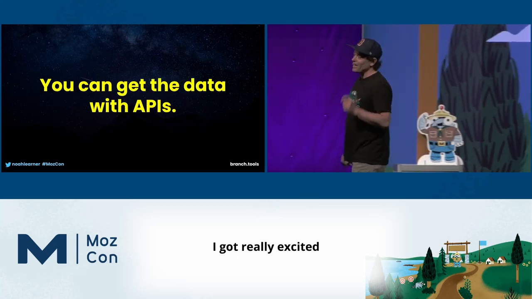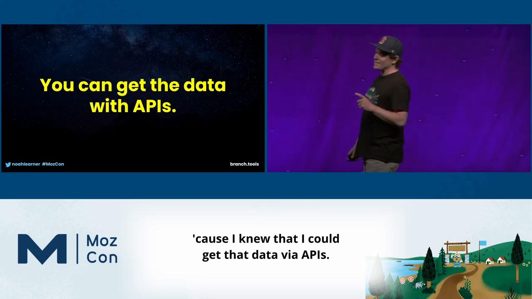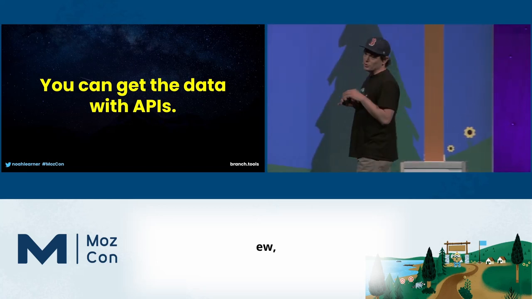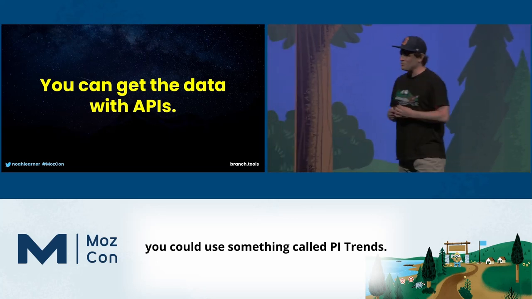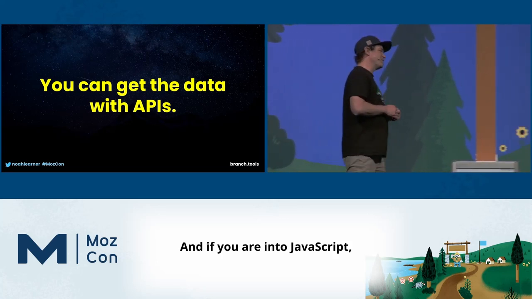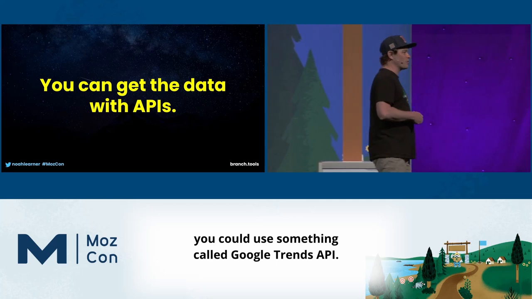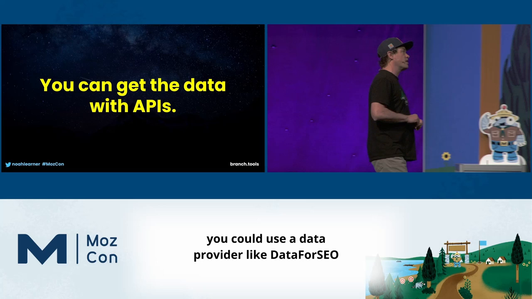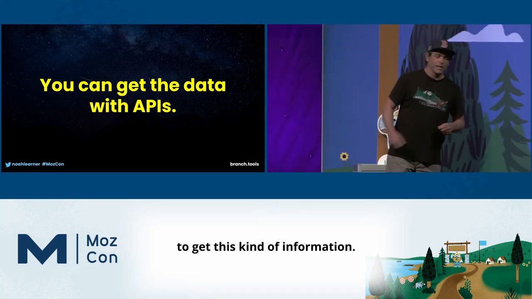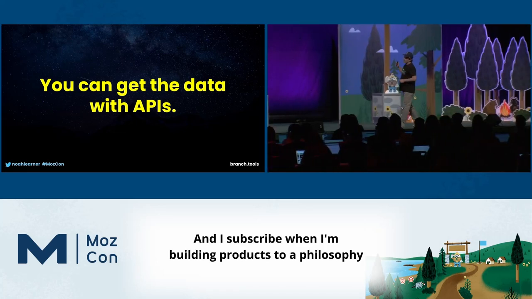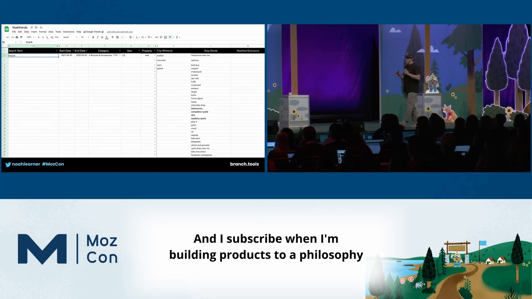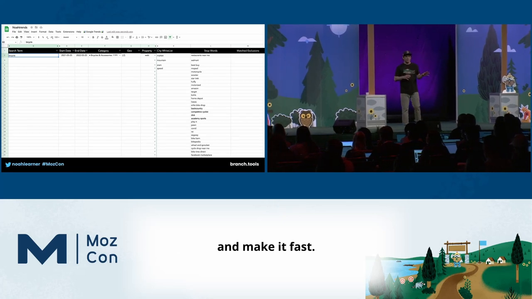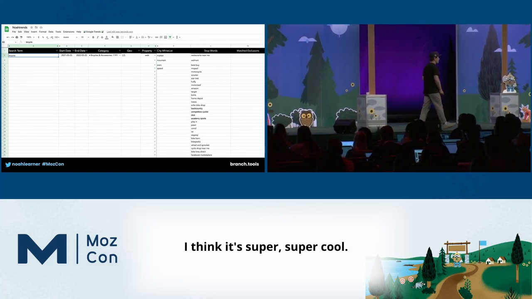So for me, I got really excited because I knew that I could get that data via APIs. If you're dorky and you like using Python, you could use something called PyTrends. And if you are into JavaScript, you could use something called Google Trends API. Or if you like AppScript, you could use a data provider like Data for SEO to get this kind of information. And I subscribe when I'm building products to a philosophy called make it work, make it right, and make it fast. And I got that from my pal John Merch. I think it's super, super cool.